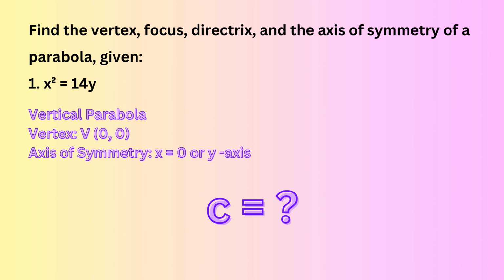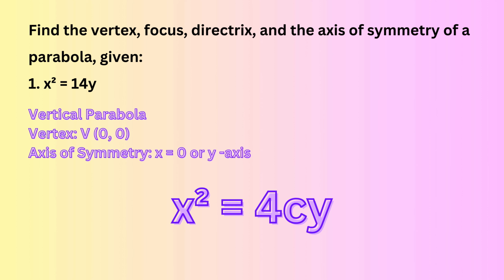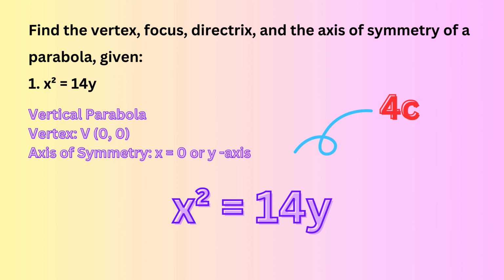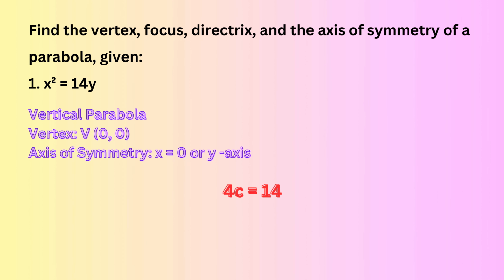The equation of a vertical parabola whose vertex is at the origin, is x squared equals 4cy. Note that the coefficient of y is 4c. Therefore, in this given, 4c is equal to 14. With 4c equals 14, solving for c means that we have to divide both sides by 4, so that we have c equals 14 over 4, or 7 over 2.